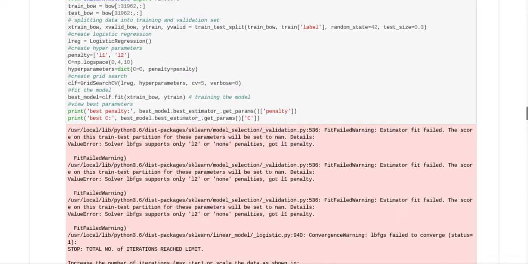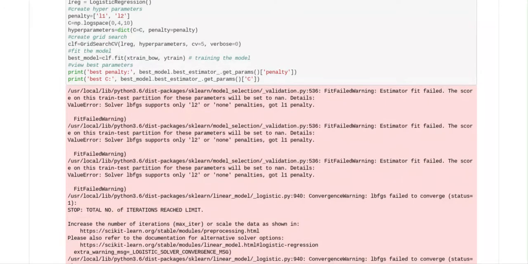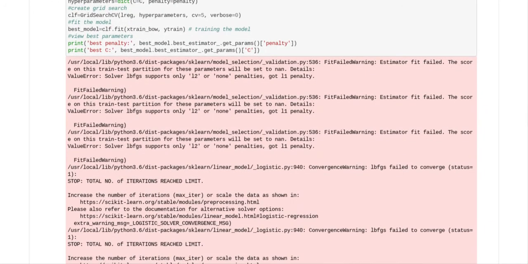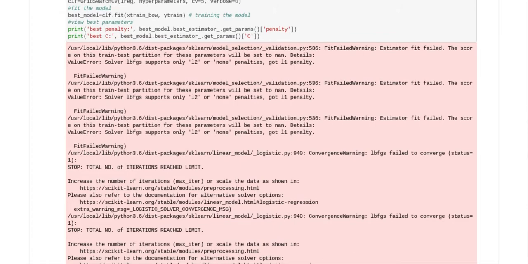So we set up the penalties, L1 and L2. We set up log space. We set our parameters, and we set a dictionary with C and penalty. So we created our grid search, where clf equals GridSearchCV(lreg, parameters, cv=5, verbose=0). That's what we added to the model. So we fit the model: best_model equals clf.fit(x_train_bow, y_train).